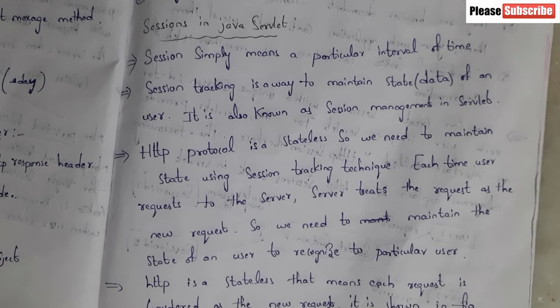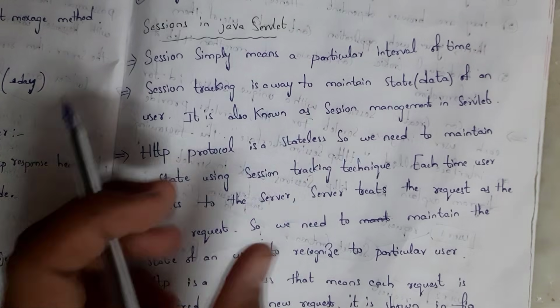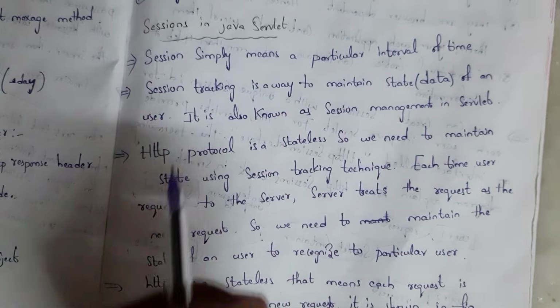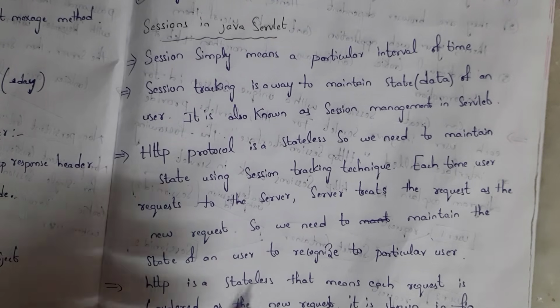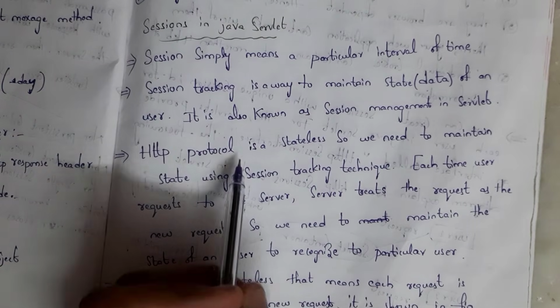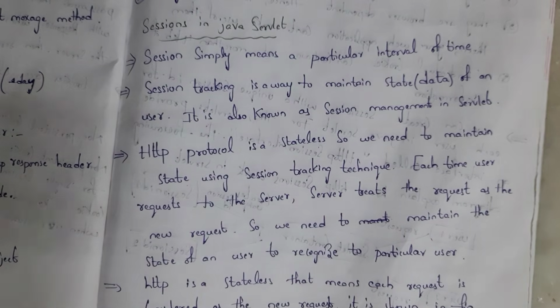As we know, HTTP is a stateless protocol. The meaning of stateless protocol is each request is treated as a new request. For example, whenever the user sends a request, each request is treated as a new request. This is the meaning of stateless protocol. As we know, HTTP is a stateless protocol. In order to maintain state, we use sessions.